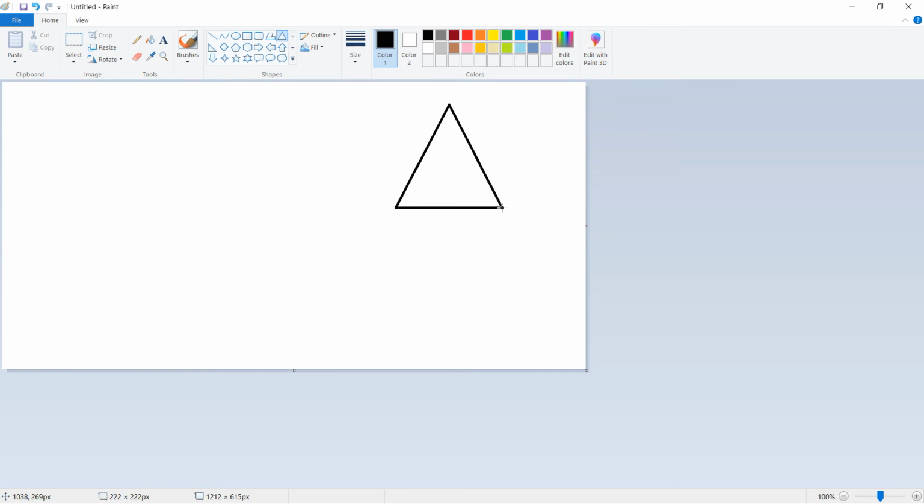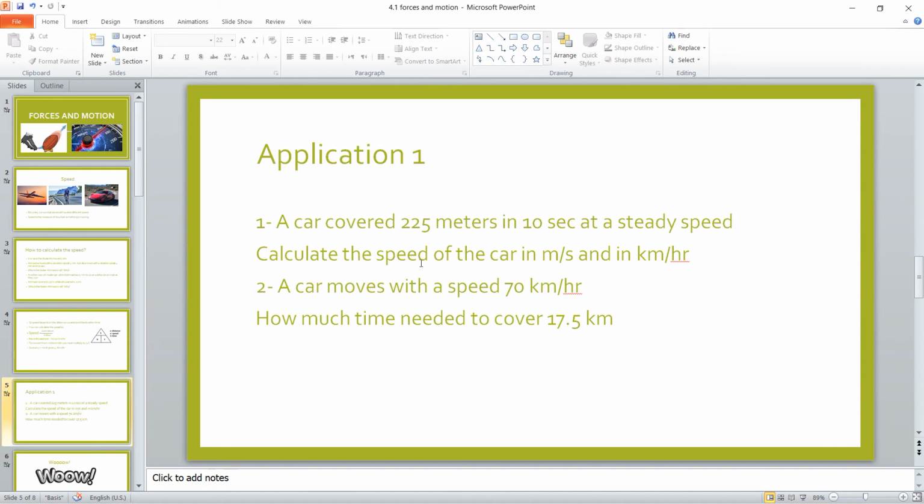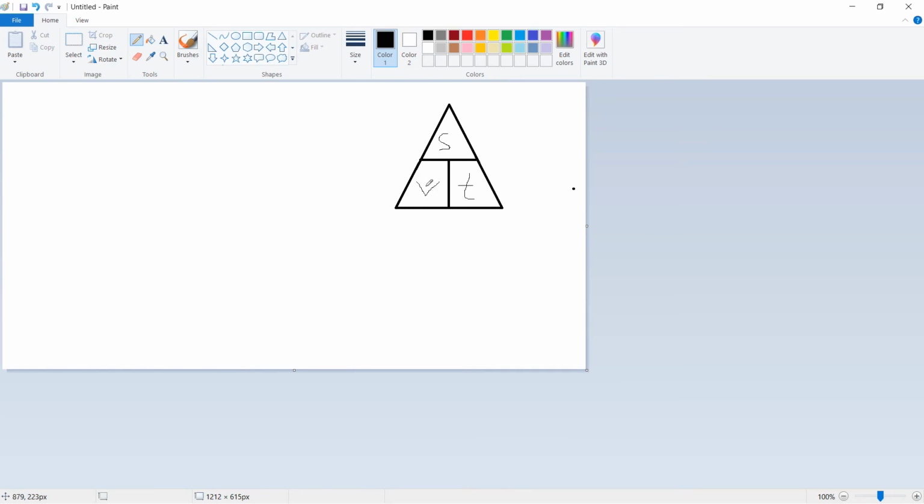So let's use the triangular method. This is the division line, and this is the multiplication line, right? And this is S, which is distance, this is V, which is speed, and this is T, which is time. What is the question? Let's come back to the question. Calculate the speed of the car in meters per second. So I need the speed V, so I must cover V, right?